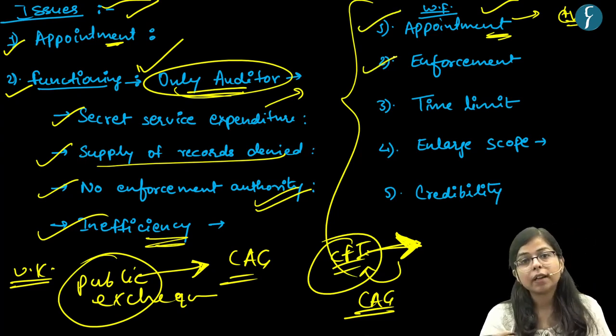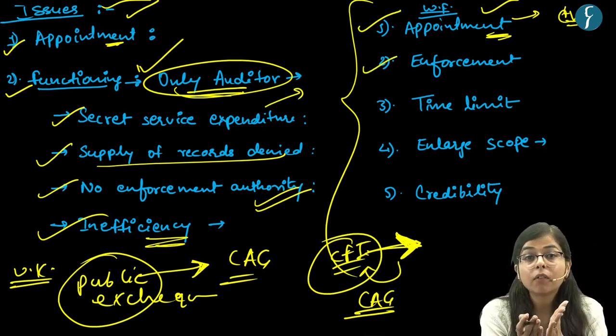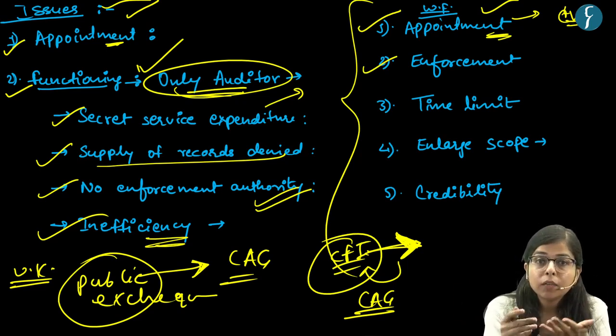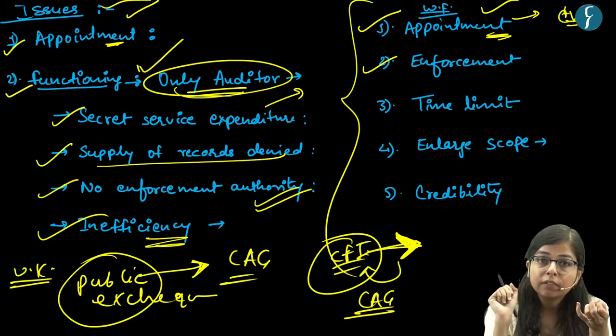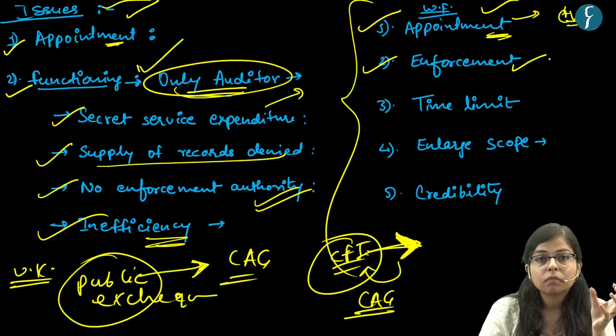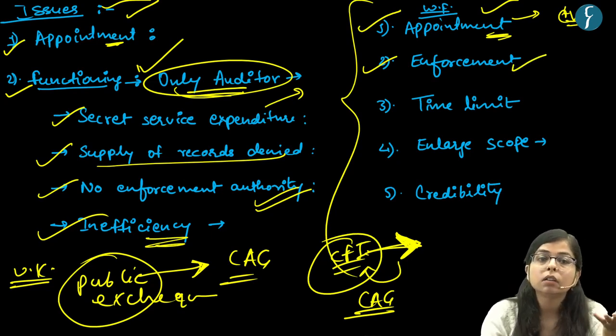The other thing is enforcement. Certain kind of enforcement power should be given to CAG, either by a constitutional amendment, or by an amendment in the CAG Act of 1971, right? Because otherwise the role of CAG remains just advisory.